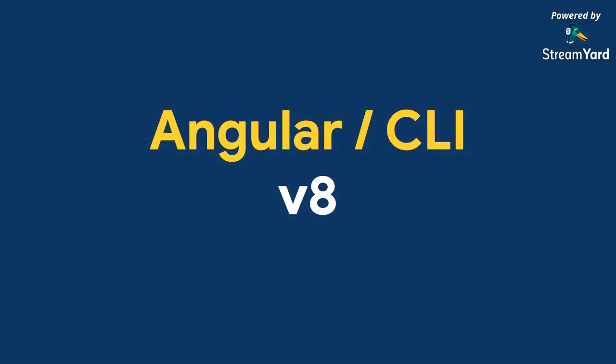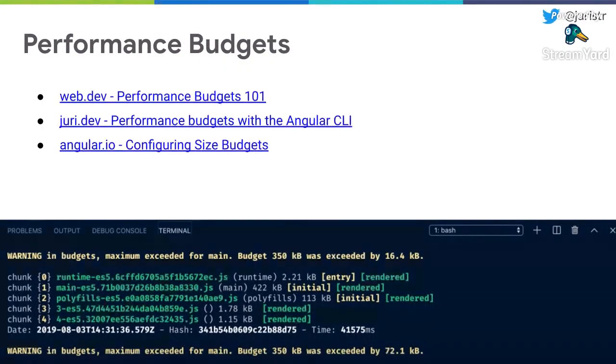Now, if we take a look at Angular, especially starting from version 8, we are quite lucky, because in version 8 they introduced a couple of features which by design help us improve that bundle size. One of them is performance budgets. Performance budgets in general are simply a threshold that you can specify. You can configure that your initial bundle size, the one that's important for startup time, should not exceed a certain limit.